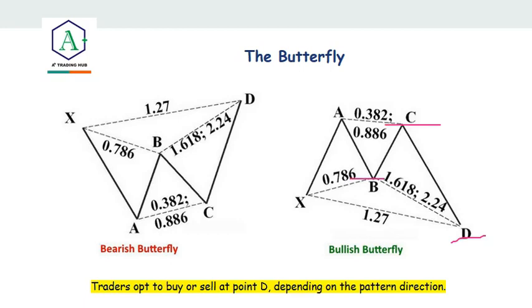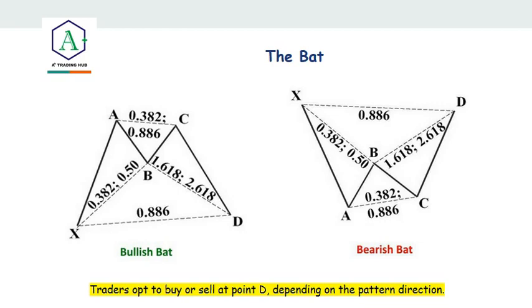So anytime you spot a bullish butterfly on your chart or a bearish butterfly on your chart, that is how you trade. Your entry is at the D zone and your TP is at the B and C zone. Here is the bat. Bat is another harmonic pattern. It's similar to the butterfly. If you look at it very well, it's similar to the butterfly.